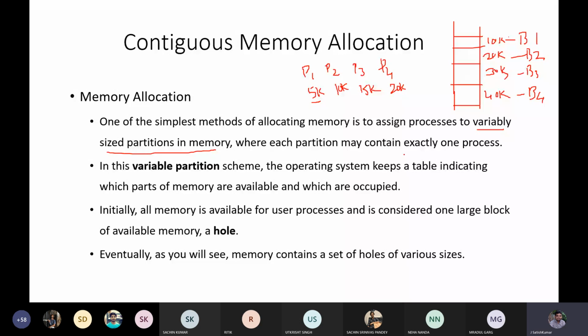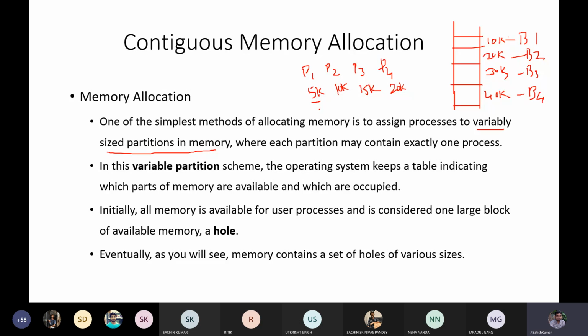Each partition may contain only one process. If you are allocating block 1 to one process, the other process should not go into that particular space. Now P1 is coming, it needs 5 kilobytes. It can go to block 1, block 2, block 3, or block 4. It can take any block and finish its job. Now in which order will you allocate a particular process to a particular block?